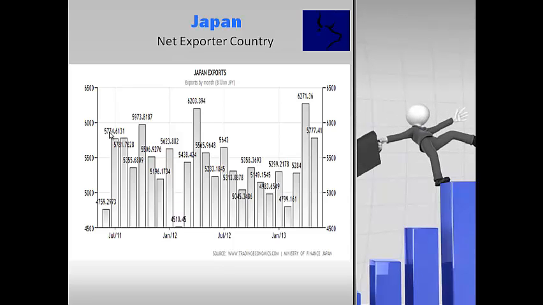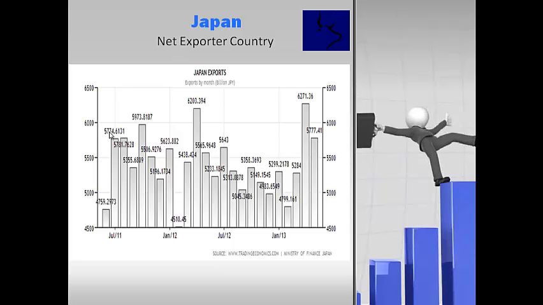Japan is a net exporter country. When we say Japan is a net exporter country, we mean that they tend to export more than they import. So with that in mind, what do you think? When you're a net exporter, do you want the currency to be higher in value or lower in value? If you don't know the answer, it's okay. When you are a net exporter, you want your currency to be devalued, or lower than that of the main importer of your products.